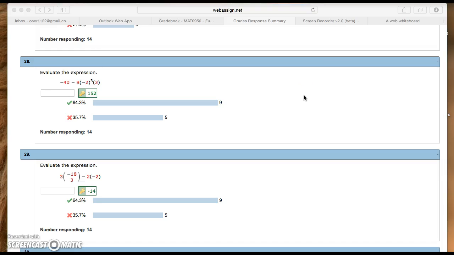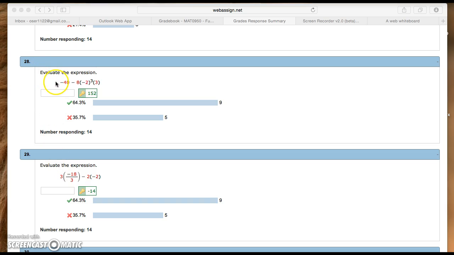Alrighty folks, welcome back to the week 3 help. We still have numbers 28 and 29 to go over. So notice that both of these have the same instructions as our last problem. We need to evaluate the following expressions.